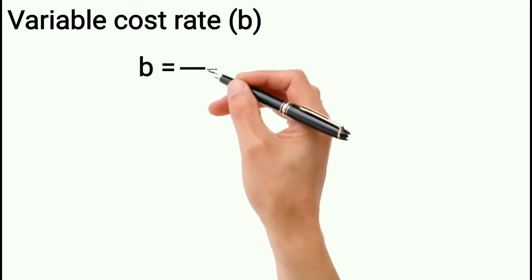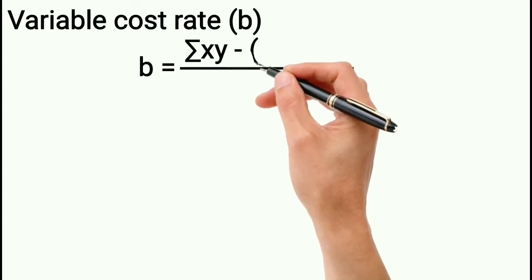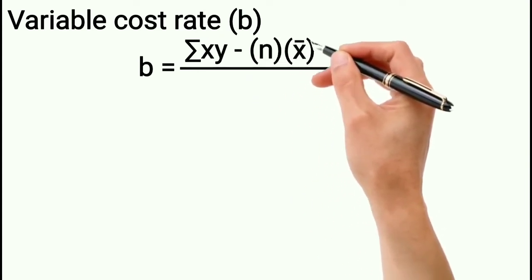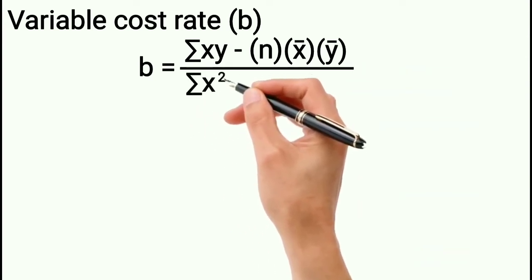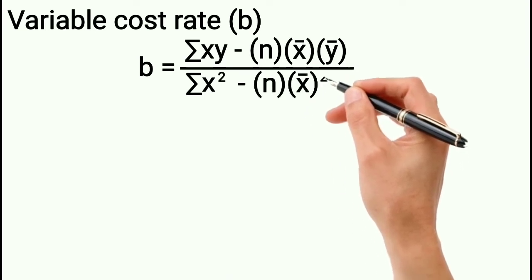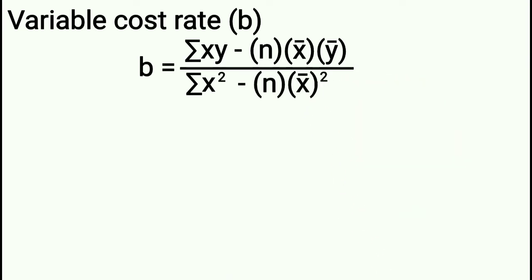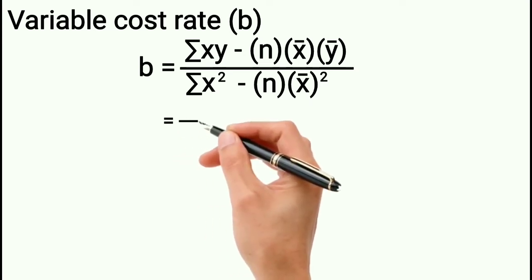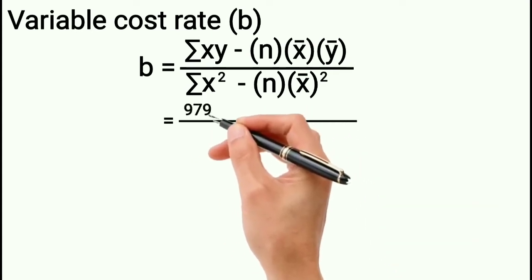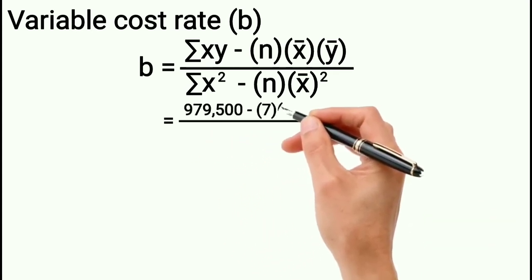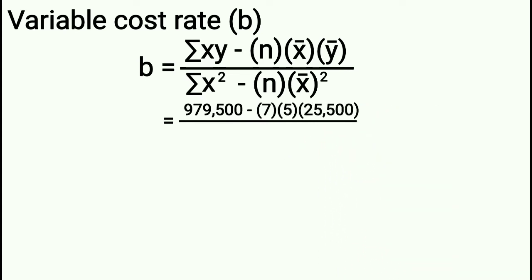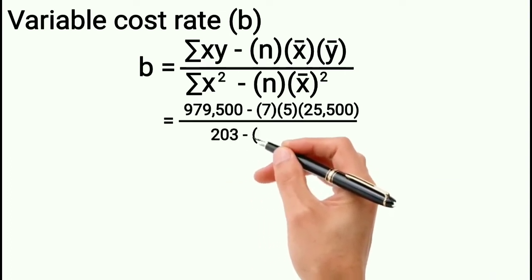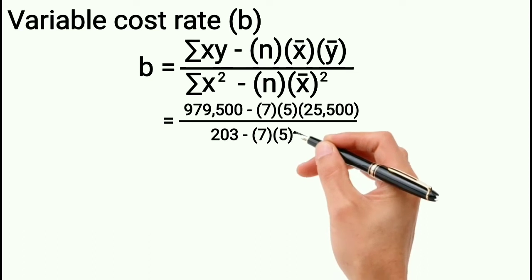Ang formula ay B is equal to summation of xy minus n times x bar times y bar over summation of x raised to the power of 2 minus n times x bar raised to the power of 2. I-substitute lang natin yung mga values na na-compute natin kanina. Variable cost rate or B is equal to 979,500 minus 7 times 5 times 25,500 over 203 minus 7 times 5 raised to the power of 2.